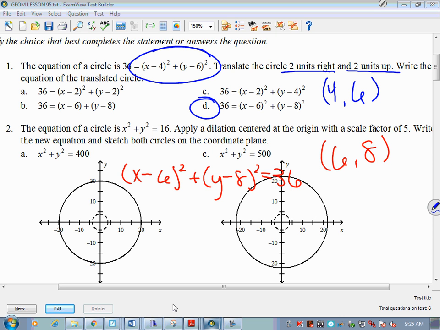Now, where could they have changed things up? Well, they could have changed it by saying 2 units to the left. What would that have done with 4? Subtracted. That would have ended up being 2, right? They could have said 2 units down. That would have subtracted from 6. We could have very easily wound up with something that looked like 2, 4 instead. In fact, we see that with C, correct? All right, so if we're going right, we're adding to the x. If we're going up, we're adding to the y. If we're going left, we're subtracting from the x. If we're going down, we're subtracting from the y. All right, let's look at question number 2.